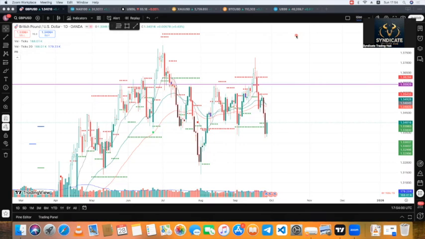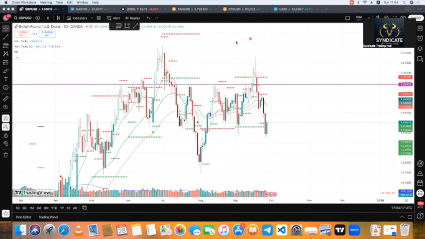And today we are going to look at the weekly market outlook from the 29th of September, that's on Monday, to the 3rd of October, that's on a Friday. And here we have the GBP USD.